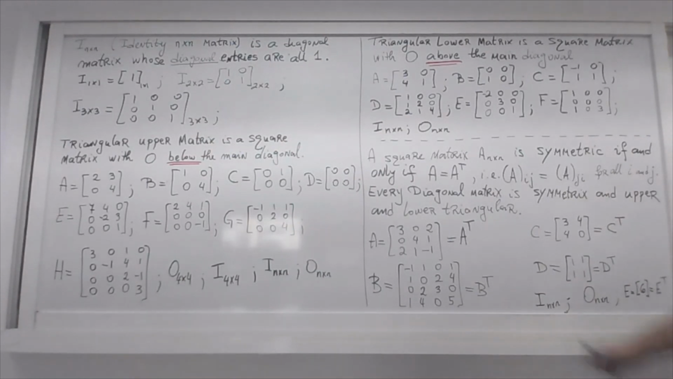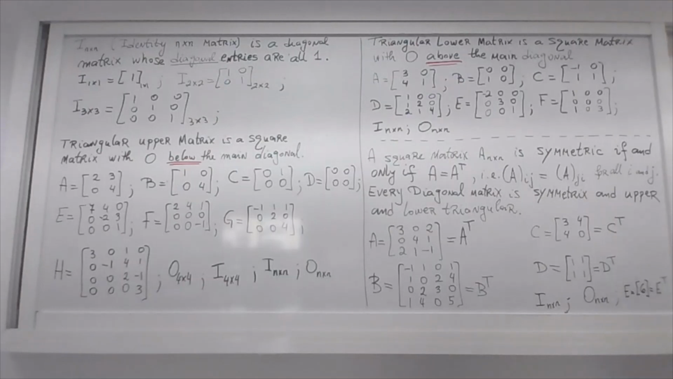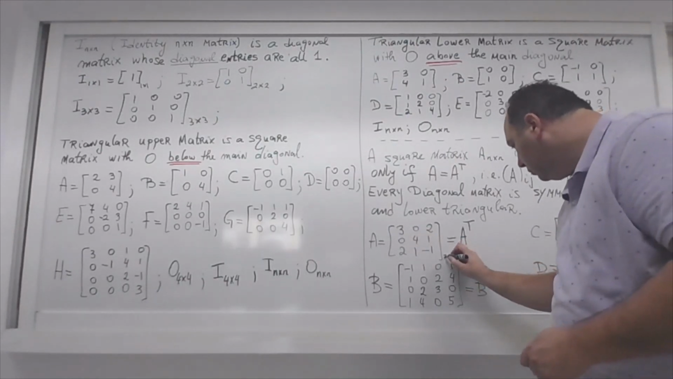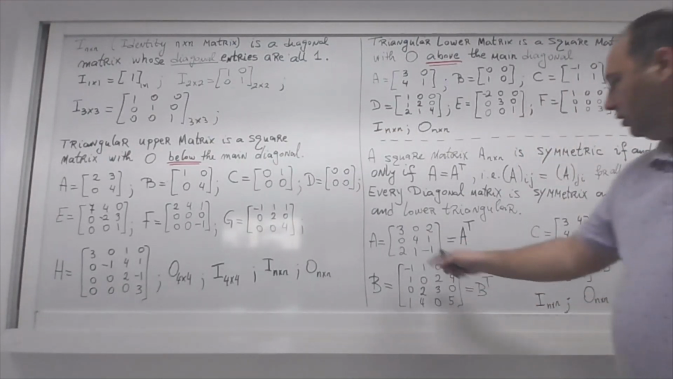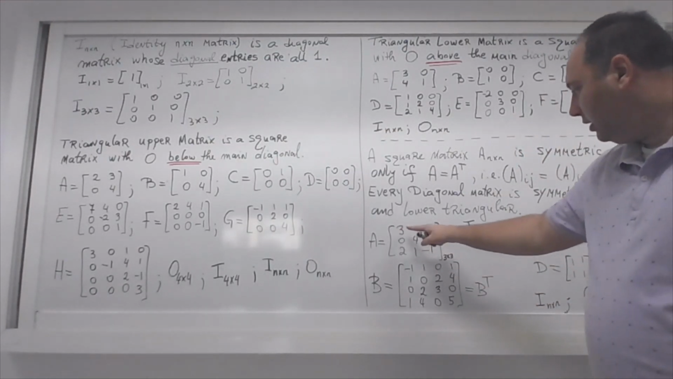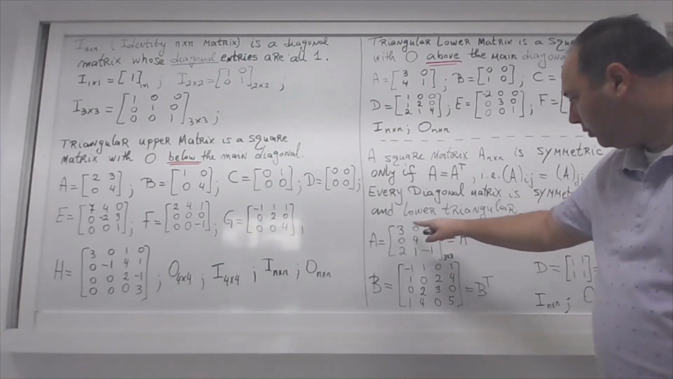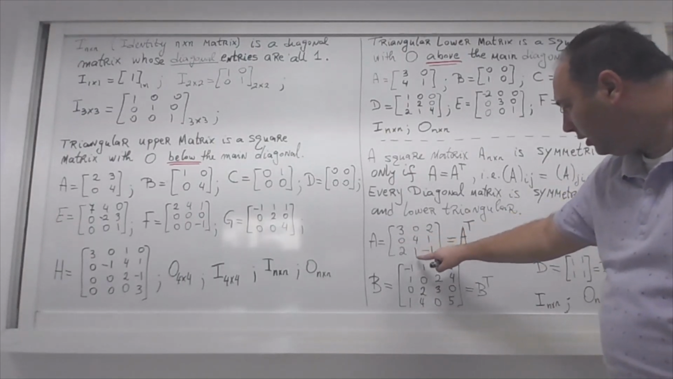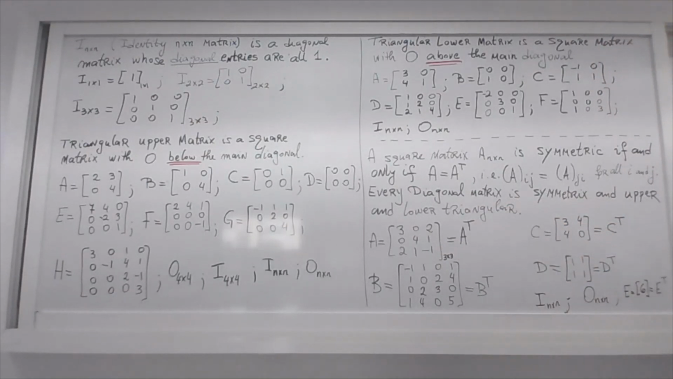So let's see some examples of symmetric matrices. Here I have a 3 by 3 matrix. It needs to be square, that's the first condition. And then I check if entry 1,2 is equal to entry 2,1, entry 1,3 is equal to entry 3,1, entry 2,3 is equal to entry 3,2. What's going on on the diagonal? Nothing. Diagonal doesn't change.